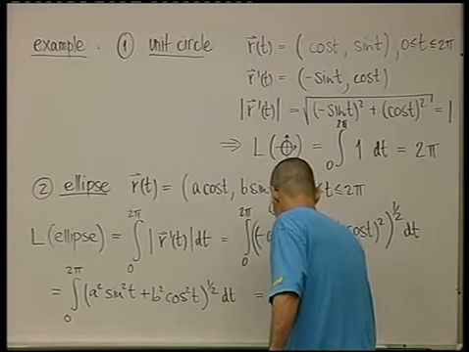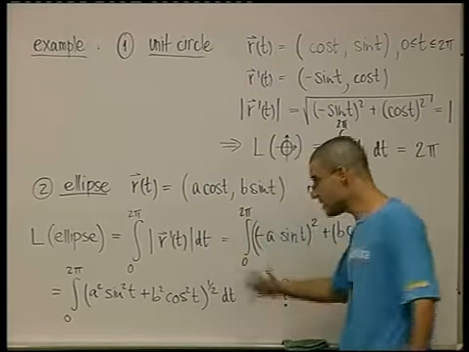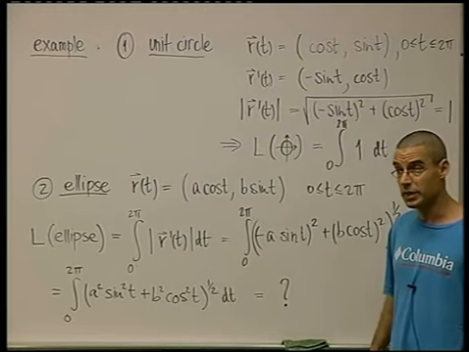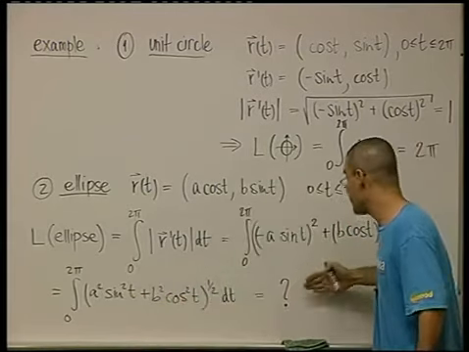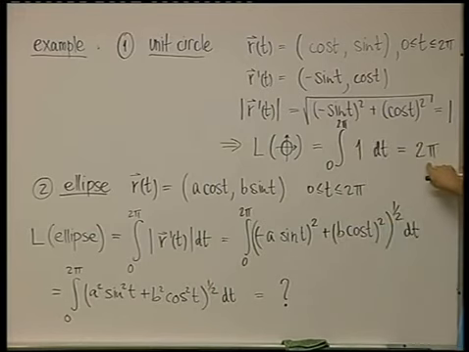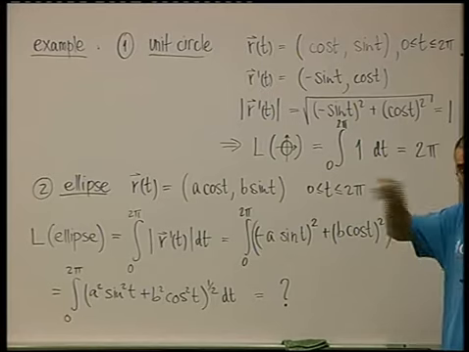Big question mark. So it doesn't have an elementary antiderivative. Okay? So this cannot be solved in a closed way. We can't get to just an expression, a number. We're just looking for the circumference of an ellipse, right?